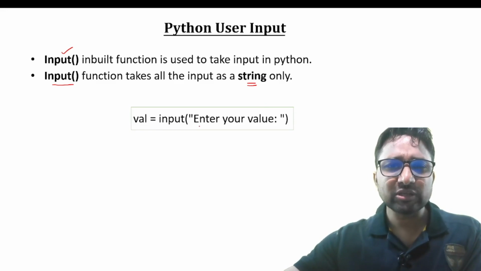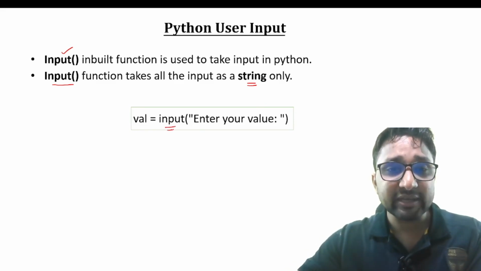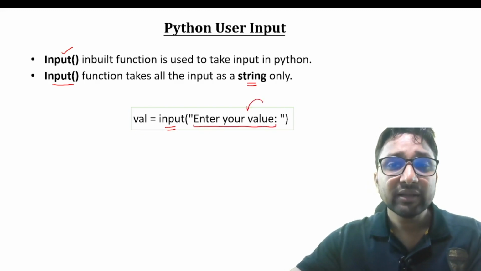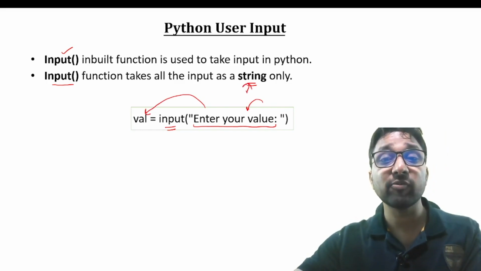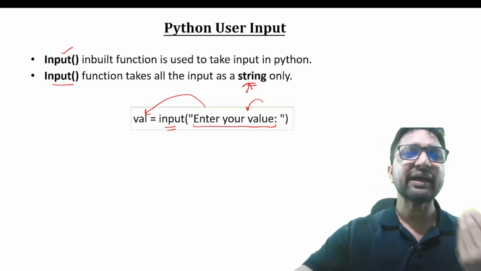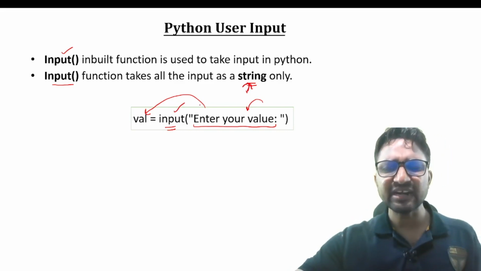So this is the syntax for taking input. Here input is the function, and it will print on the screen a prompt to enter the value, and whatever value you enter will be stored into this variable in the form of a string. Whatever input you give, by default it will be taken as a string by this input function. That's it.